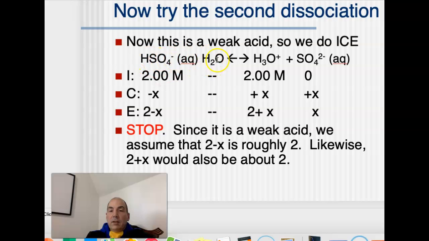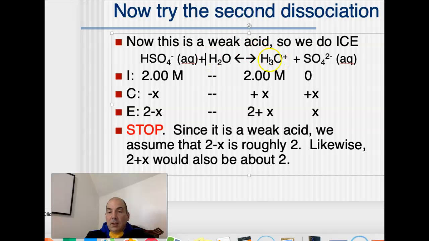We have the bisulfate ion plus water making hydronium and sulfate. But we have to remember that from the first reaction, we know that the bisulfate is 2 molar, and we know that we have hydronium that is 2 molar. So the bisulfate is going down by x, the hydronium is going up by x, the sulfate is going up by x. So we would have 2 minus x, 2 plus x, and x. Since it's a weak acid, we can assume 2 minus x is pretty much 2, and 2 plus x is pretty much 2. If the minus x is too small to matter, then the plus x is too small to matter. So we have really 2, 2, and x.